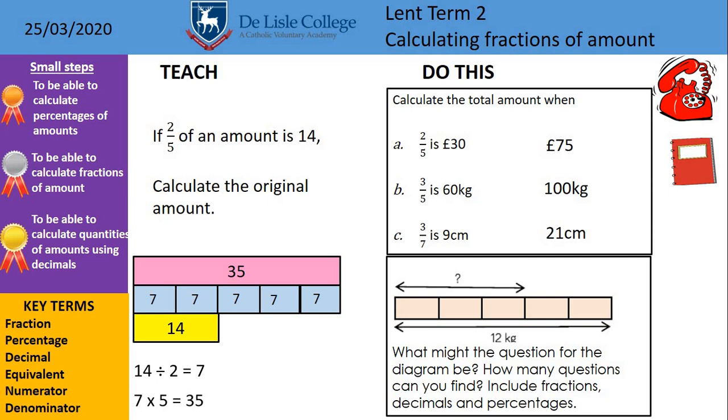For the question at the bottom, what might the question be for the diagram? So the diagram is split into 5 equal pieces, so they're fifths. So the question might have been, work out 3/5 of 12 kilograms. You could then use this to change for different questions. So 3/5 we know is equivalent to 60%. So it could be calculate 60% of the amount.